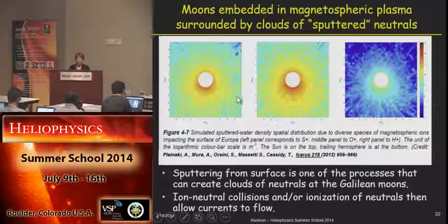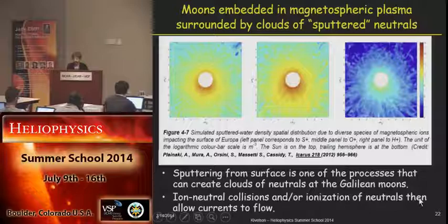And so you get sputtering by sulfur ions. In the middle panel, it's by oxygen ions. And the right-hand panel, it's by protons. And so you can see that Europa is surrounded by a cloud of neutrals, and there's always a possibility of ionizing those neutrals. And indeed, there's good evidence that we get ionization of these neutrals to form what we call pickup ions. So ion-neutral collisions and other mechanisms of ionizing these neutrals then allow currents to flow not through Europa, but through Europa's environment.